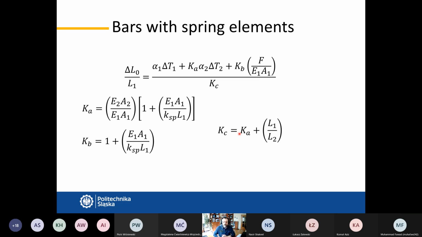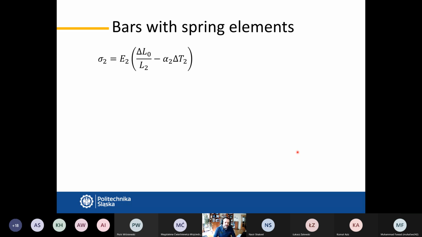So this is, let's say, compressed somehow to have it more user-friendly than the previous formula. So we can determine Ka as this factor, Kb as this factor, and Kc is Ka plus the ratio of lengths. So this is the same as previously, but let's say expressed in a less terrifying way.